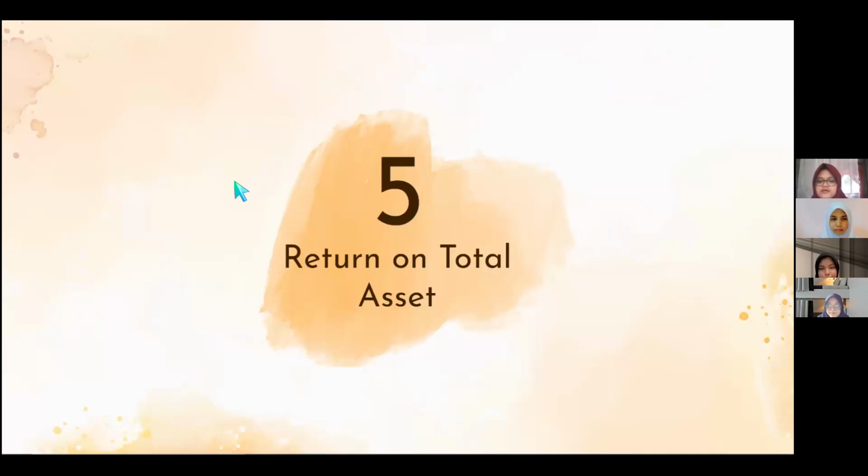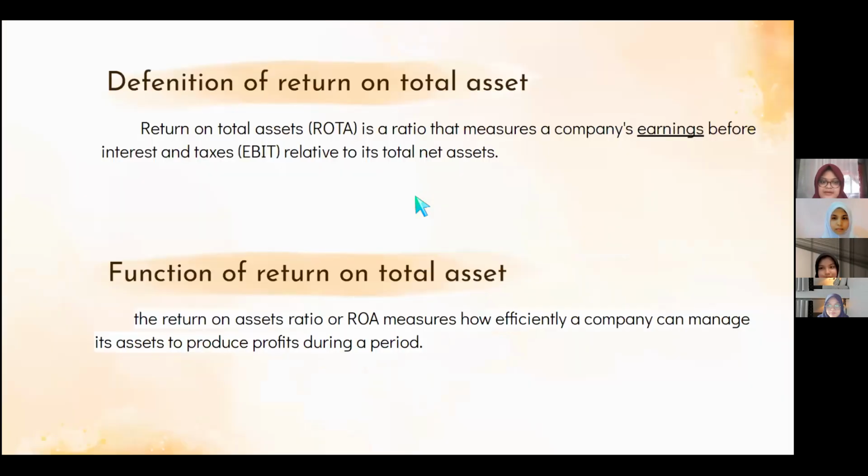Fifth, return on total asset. Definition of return on total asset. Return on total asset or ROTA. ROTA is a ratio that measures a company's earnings before interest and taxes, or EBIT, relative to its total net assets. Function of return on total asset. The return on assets ratio, or ROA, measures how efficiently a company can manage its assets to produce profits during a period.